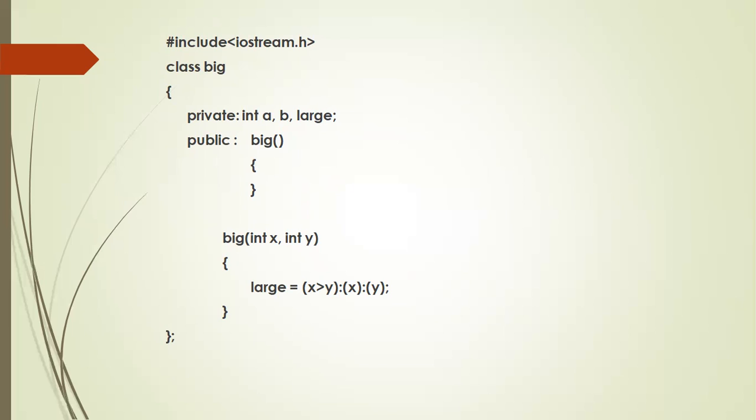Next, you write the next constructor. Again, this constructor name is also big only. There you are passing two parameters, x comma y. So if x is greater than y, the value of x is assigned to large. If x value is less than y, the value of y is assigned to large. So the purpose of the constructor here is to determine the biggest among two numbers. Such an operator is called the conditional operator.